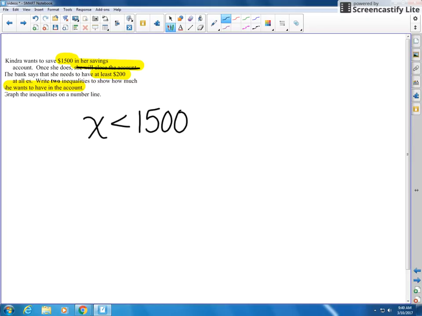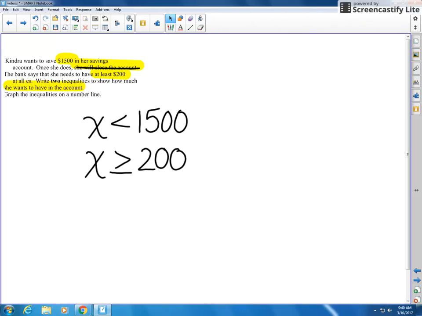X also needs, she has to have at least $200 in her account. Remember, x stands for the money in her account. So her money must always be greater than or equal to $200. Now, could she put $200 exactly in her account? Yes, she can. So now it is x is greater than or equal to 200. That is how I write those inequalities with symbols.